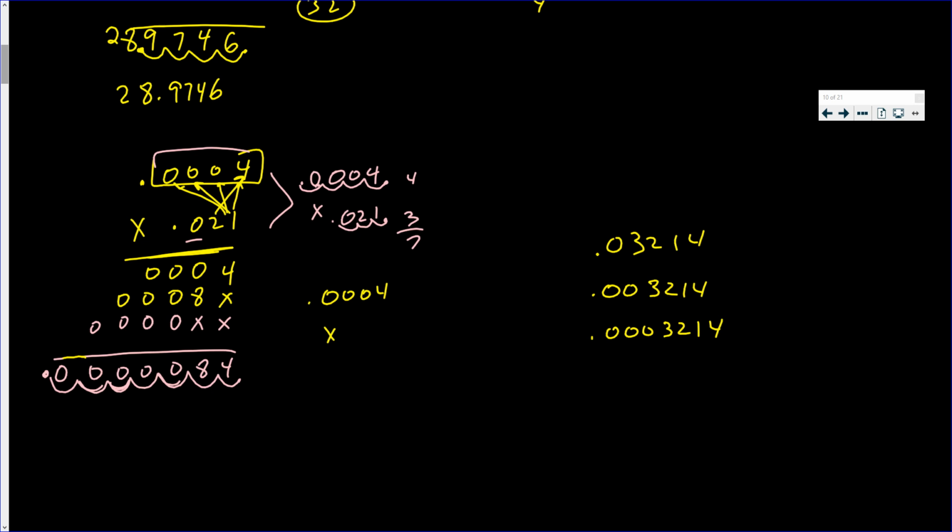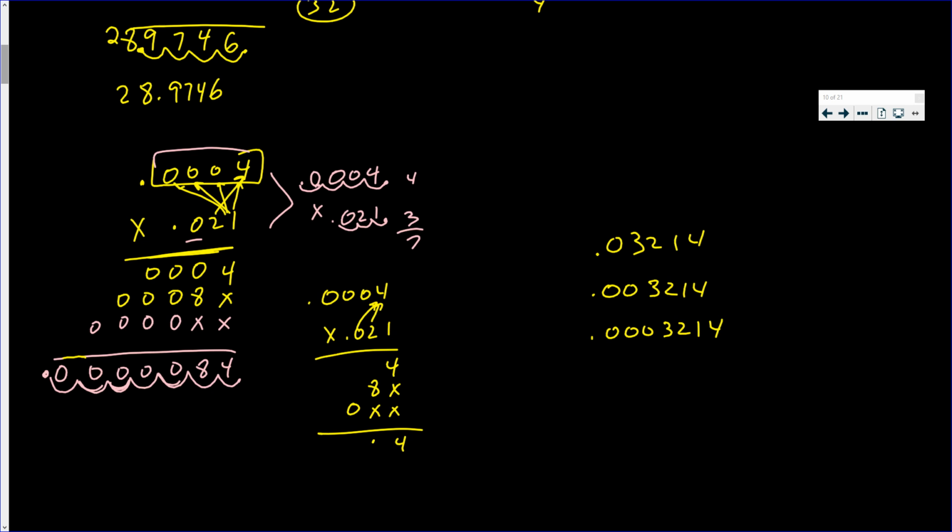0.0004 times 0.021. 1 times 4 is 4. You don't need to put the zeros. 2 times 4 is 8. Don't need to put the zeros. And then indent 2 times. And 0 times 4 is 0. You don't even need that last row.